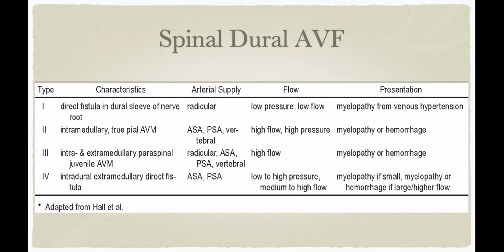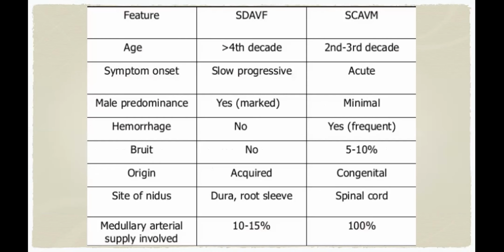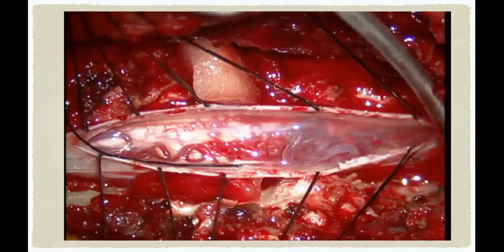So in type 1, it is basically the communication between the radicular meningeal artery to radicular vein. And henceforth, it is very much located near to the dura, and you can actually call it a dural AV fistula. However, the type 4 is basically draining into the perimedullary vein. Henceforth, it is a perimedullary fistula.